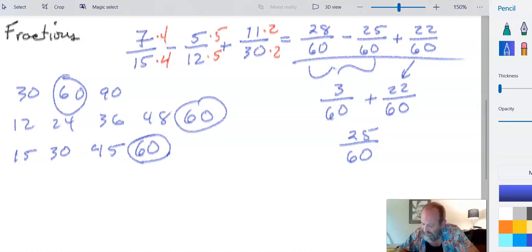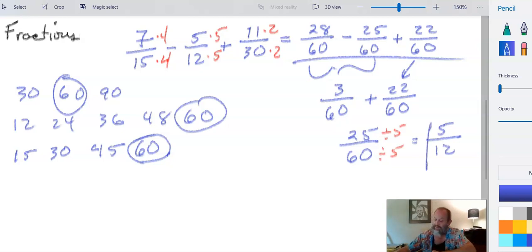And so I'm looking at this, and 25 has 5 and 25 as possibilities. 5 goes into 60 because it ends in a 0. So that means I can divide both of these by 5. In fact, 5 times 12 is 60 anyways. We were just looking at that. Okay, so 25 divided by 5 is 5. 60 divided by 5, we actually did that over here. That's 12. And so I end up with 5/12, right? Nothing else will reduce there.